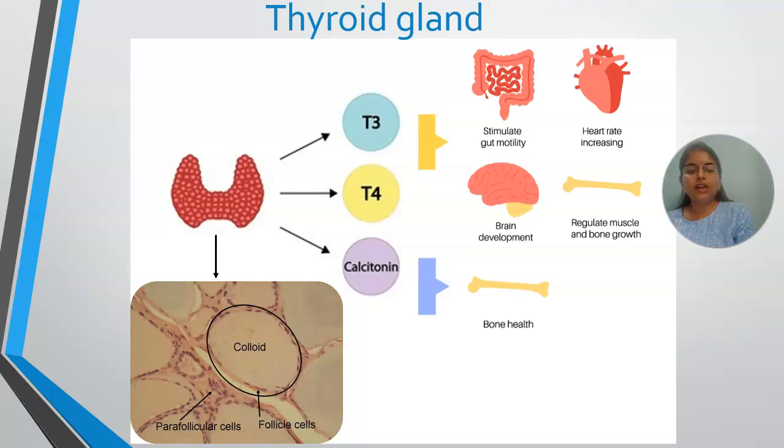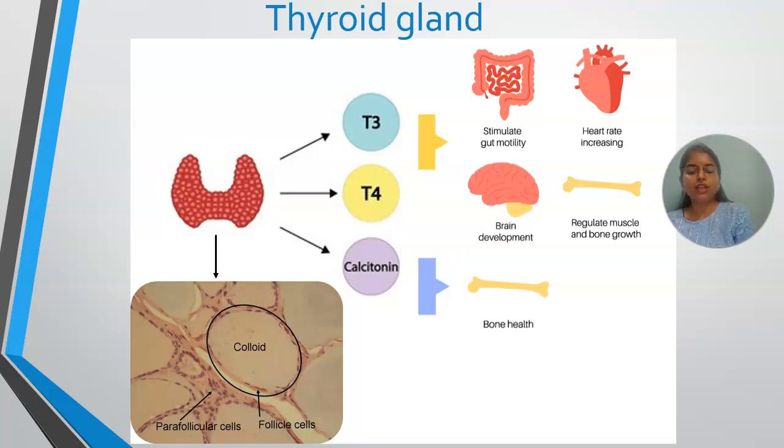Then we have thyroid gland. Thyroid gland releases T3, T4 and calcitonin, 3 hormones. So if you look at the histology of the thyroid gland, we have follicles surrounded by the follicle cells, and we have parafollicular cells that are found in between the follicles.